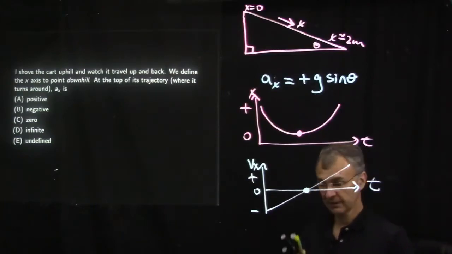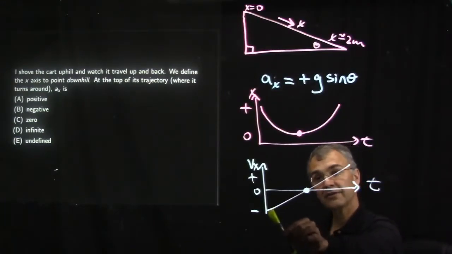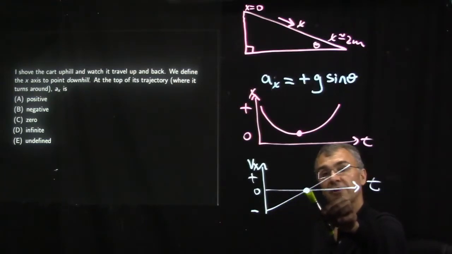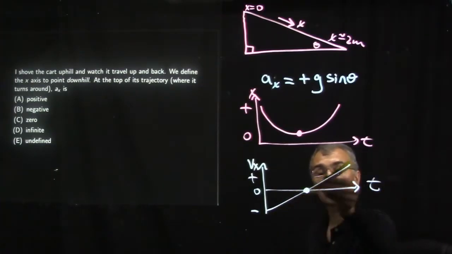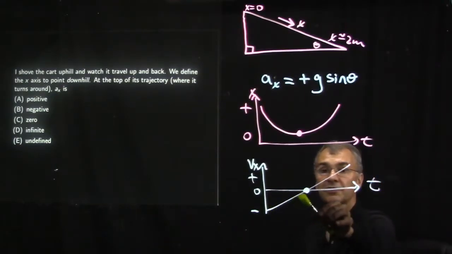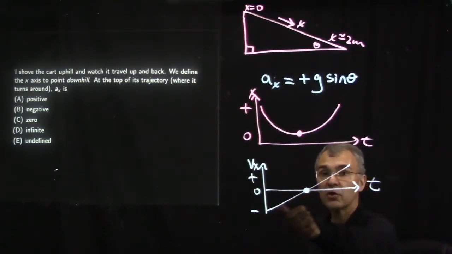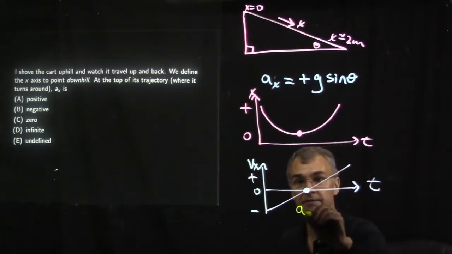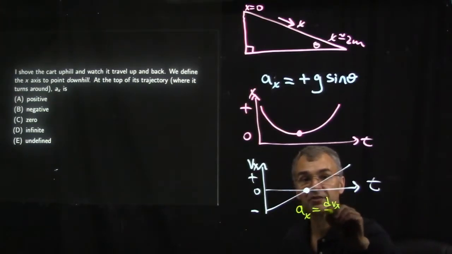Think for a minute, but notice that as the cart was going uphill, v sub x was negative and it was becoming less and less negative. Then as the cart goes back downhill, v sub x is positive, it's becoming more and more positive. This slope has not changed. This is the same slope. Over here, just before it crosses 0, v sub x is negative and it's becoming less negative. Just after it crosses 0, v sub x is positive and it's becoming more positive. But the slope hasn't changed. And remember that a sub x is just dv sub x by dt.